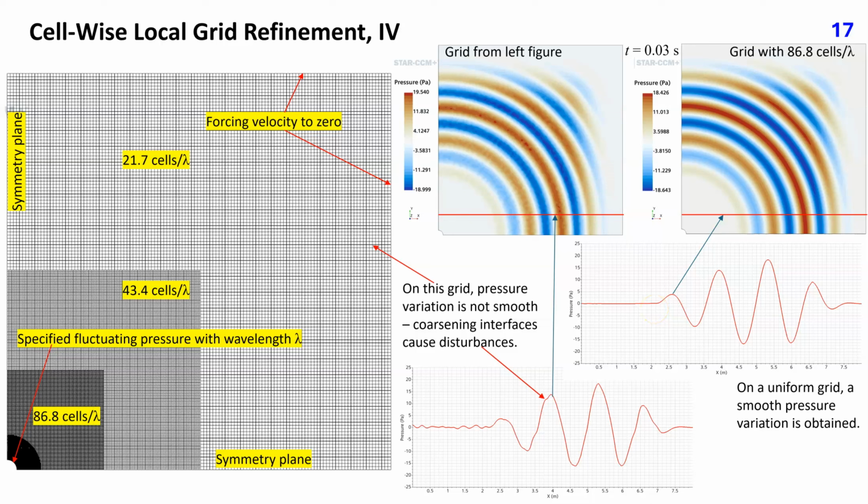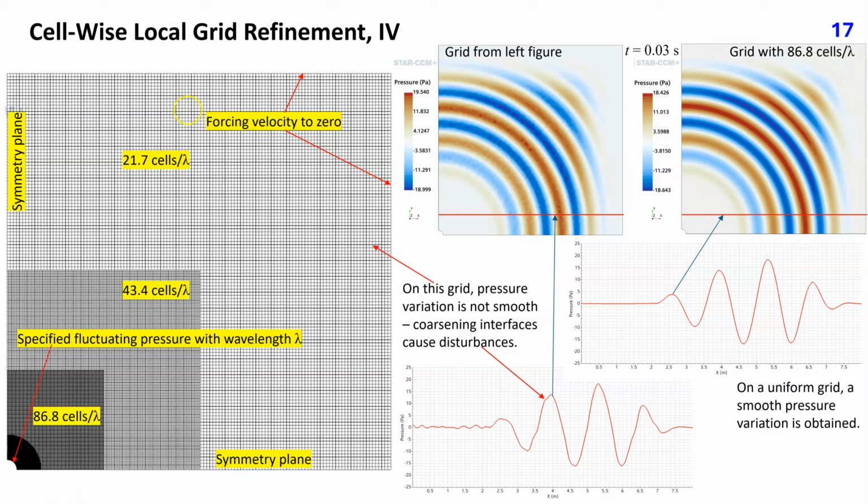Here, the results of simulation of propagation of acoustic pressure waves in a two-dimensional solution domain with different grids are presented. Pressure variation in the form of a pulse, as shown in this plot, is prescribed on this circular boundary. These two boundaries are treated as symmetry planes, while at these boundaries the velocity is forced to zero using the method presented in section 13.6 in the book. Both velocity and pressure are initially set to zero.